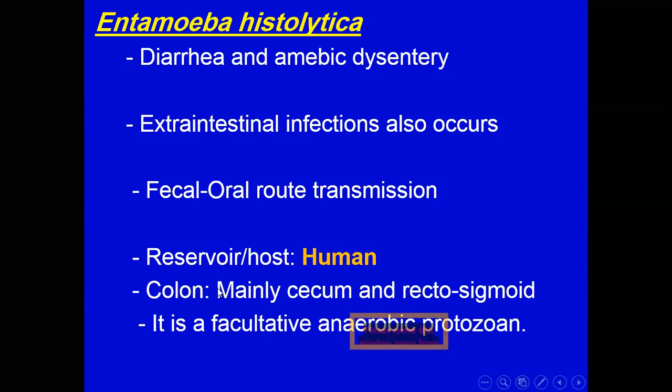Where does the infection occur? In the colon. Where in the colon? Mainly in the cecum and rectosigmoid. This parasite is a facultative anaerobe protozoa. Entamoeba histolytica is a protozoa.